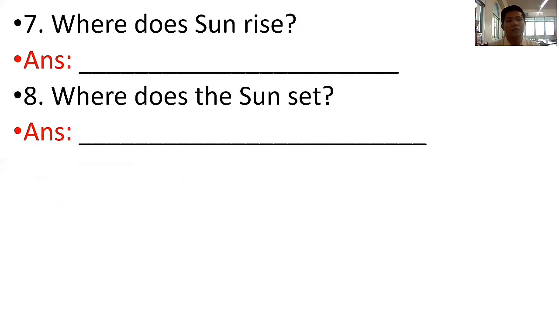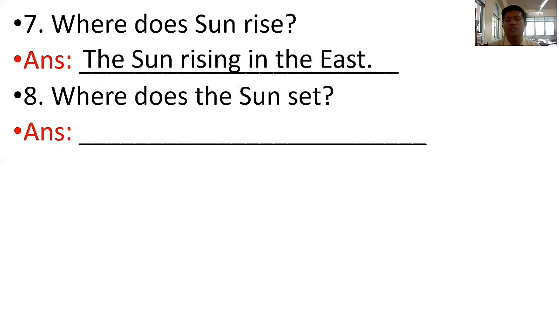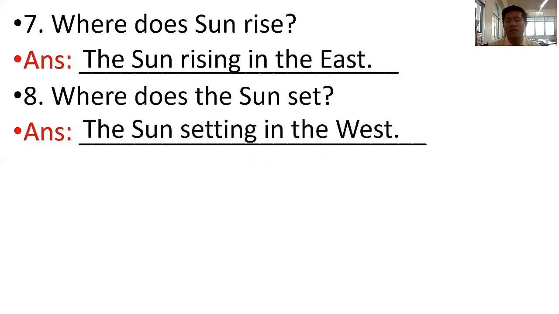Number 7. Where does the sun rise? Again, where does the sun rise? Okay, the sun rises in the east. Number 8, this is the last question. Where does the sun set? The sun sets in the west.